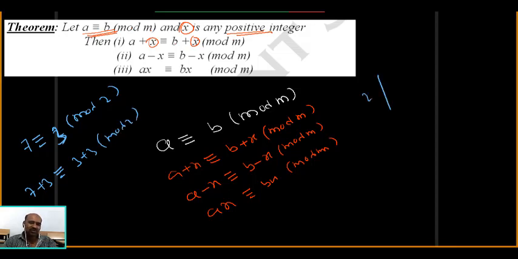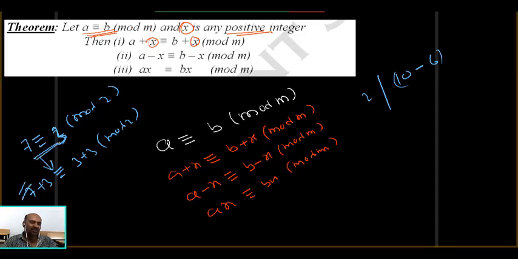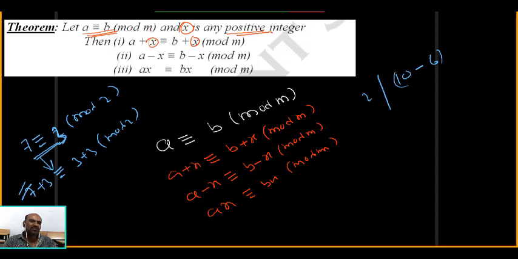2 divides 7 plus 3 minus 3 plus 3, that is 10 minus 6, which is 4. 2 divides 4. It means if this happens, this also happens. What I did was just add 3 on both sides of the congruent symbol with the same modulus. Now I will subtract the same number.